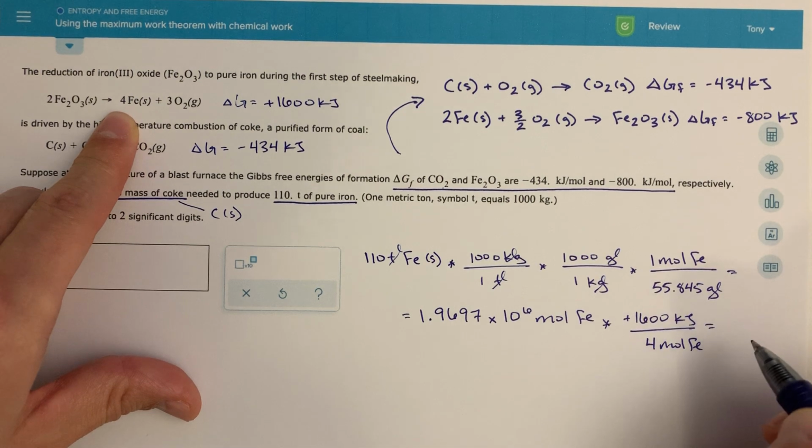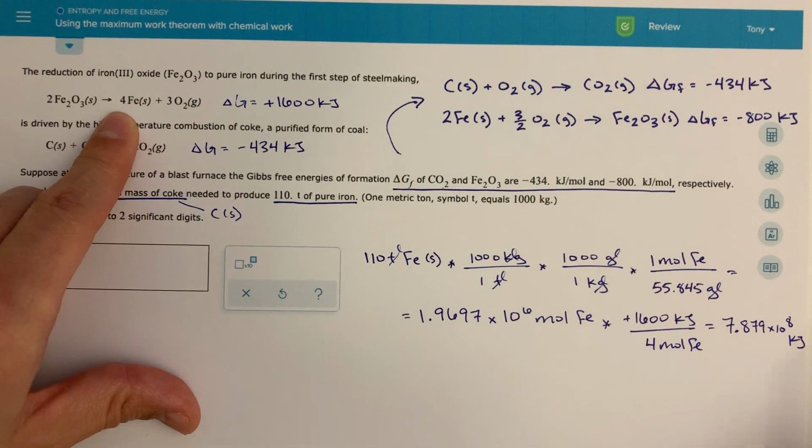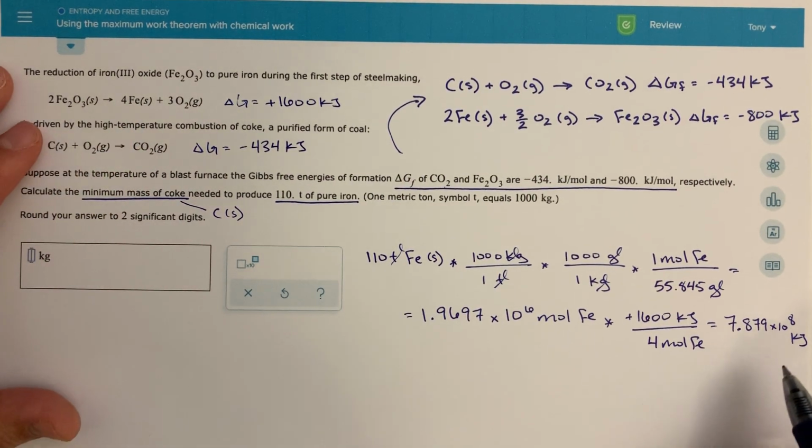This calculation is then going to be equal to 7.879 times 10 to the 8th kilojoules. So, sort of running out of space over here. We've got plenty of energy.